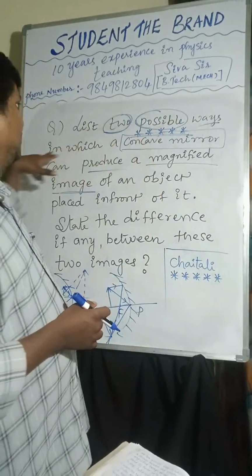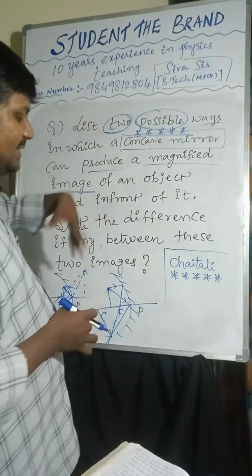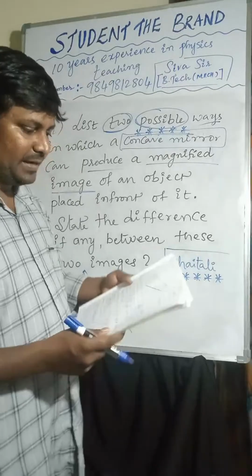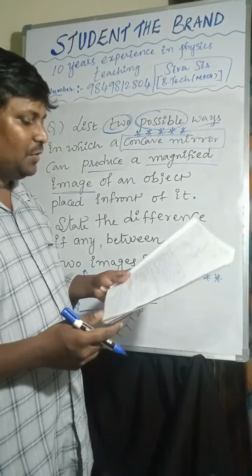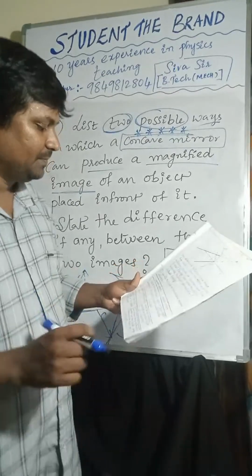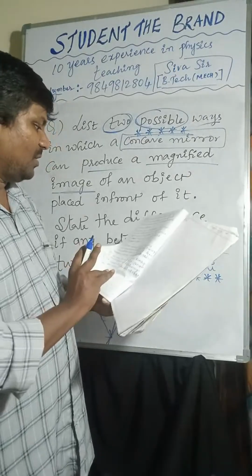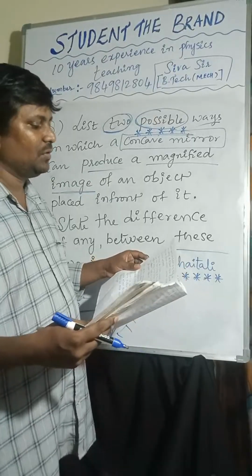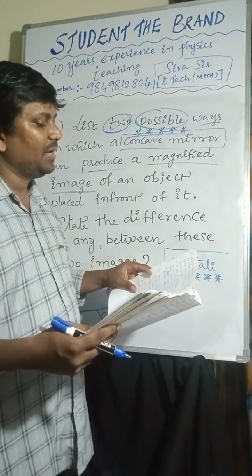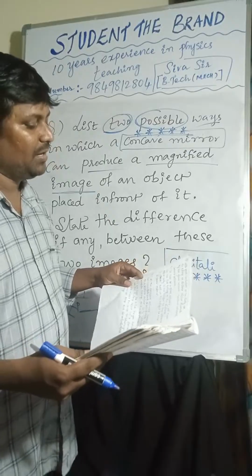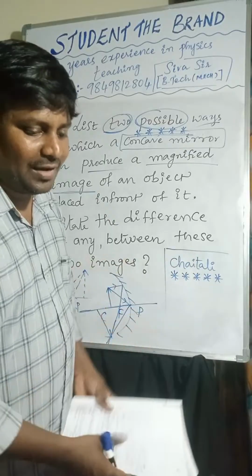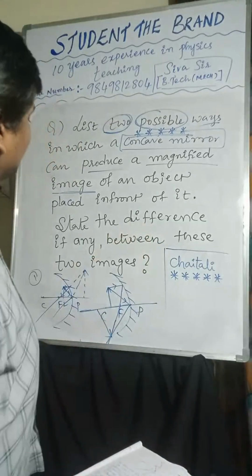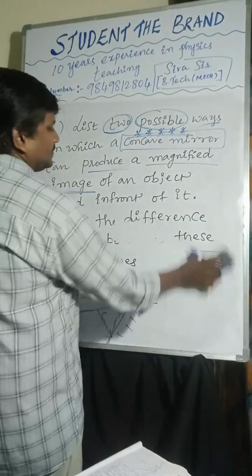List two possible ways in which a concave mirror produces a magnified image. I already said. Next, we will go to the next point: write the uses of concave and convex mirror. And one more thing, write your conclusion on the study of images of a distant object formed by a plane mirror, concave mirror and convex mirror. I will explain this question and write the answers. Just check once.